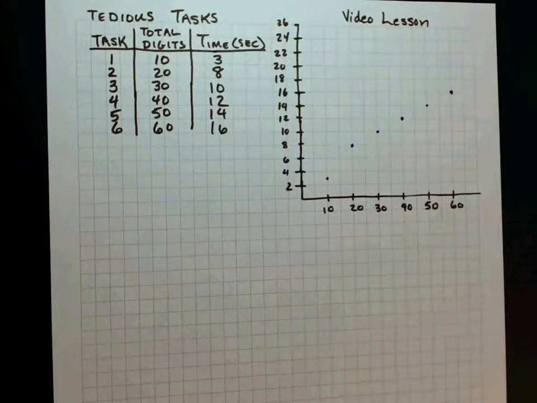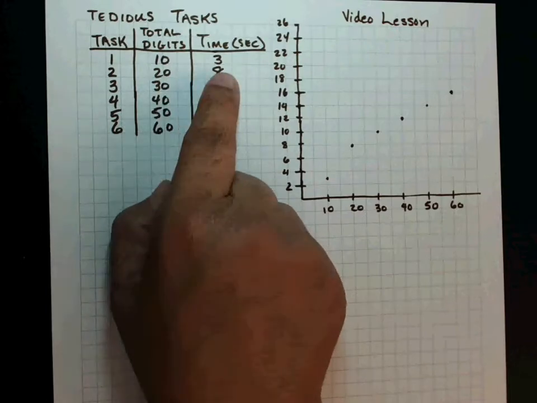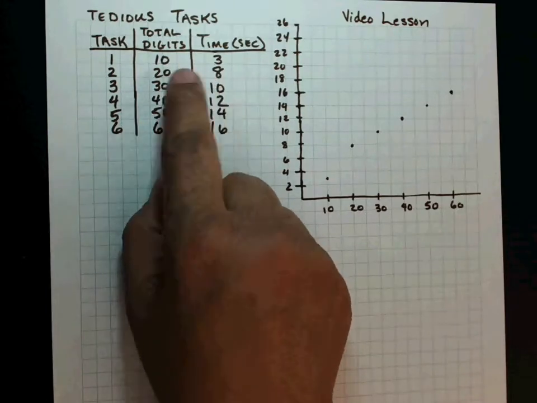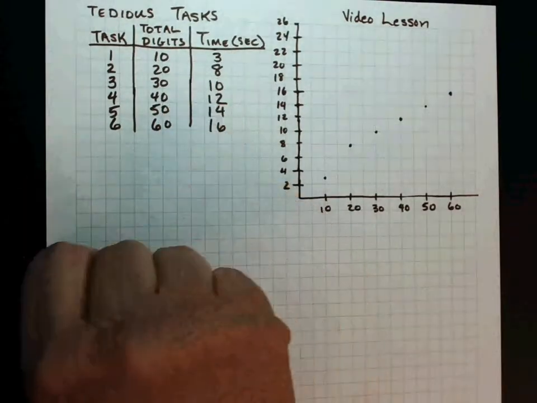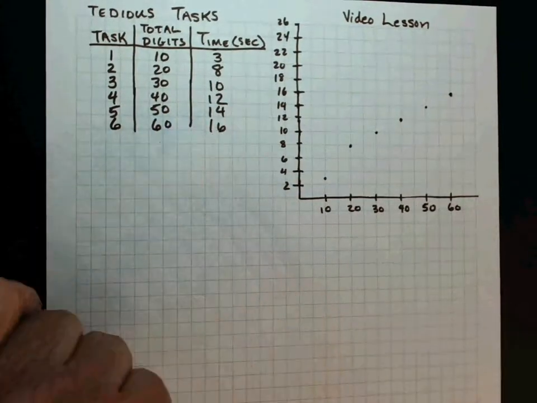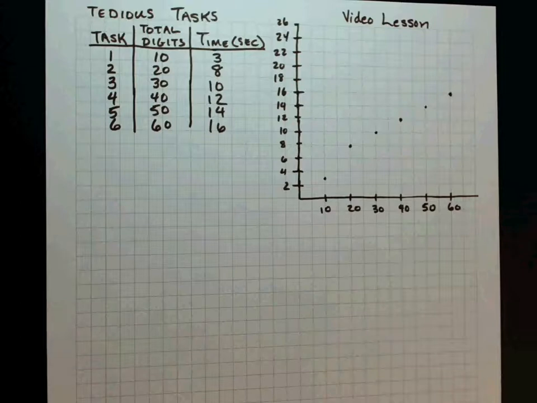We're looking at some data, and this is from Brandon in my third period. What we did is we had students enter digits into the calculator in a column, and then they recorded how fast they could do that. When he did 10 digits, it took him 3 seconds. 20 digits, 8. 30 digits, 10. 40 digits, 12. 50 digits, 14, and 60 digits, 16.